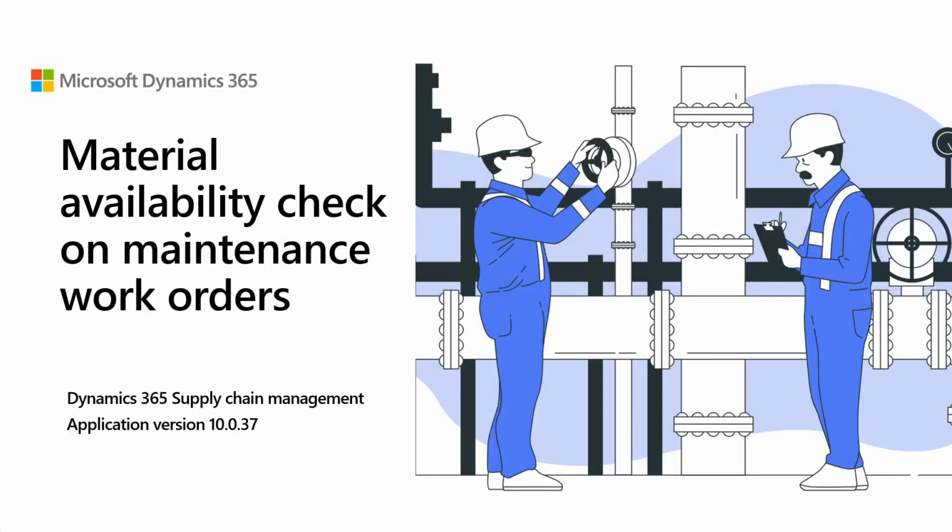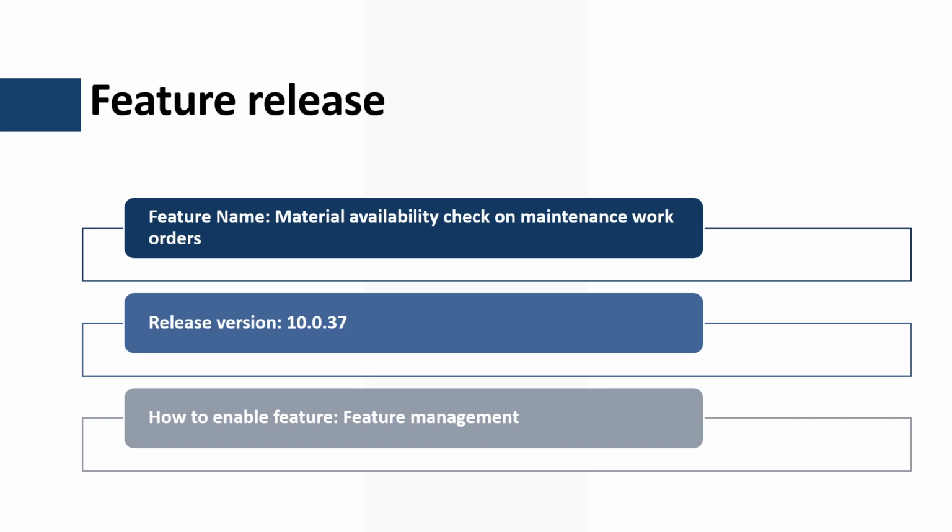Welcome to this demo where we will review how to perform material availability check on the maintenance work orders. This process is managed by a feature called Material Availability Check on maintenance work orders. This feature has been released in application version 10.0.37 and it's managed by the Feature Management Workspace.